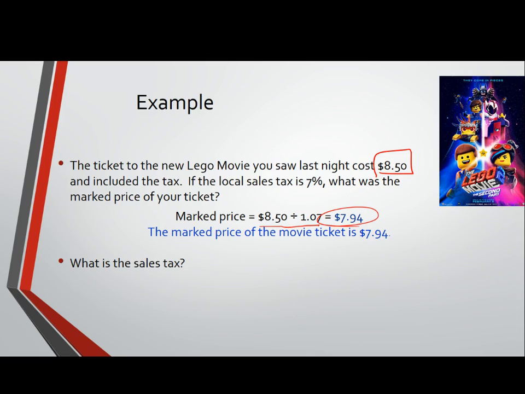So notice they don't usually tell you that, like, oh, this movie's going to cost $7.94. They just build it into the price. But that was what it was worth. And then sales tax made it $8.50.